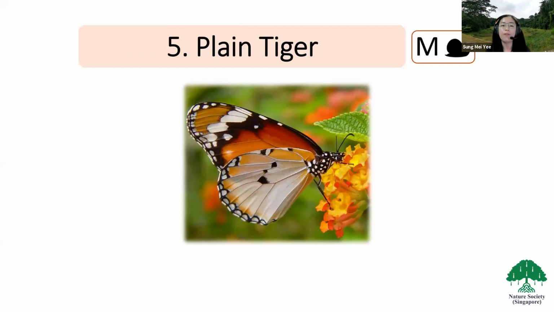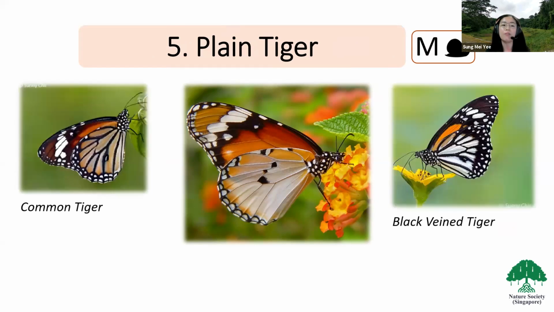So here we have a few species of brush-footed butterflies. First, the plain tiger. It's called a tiger butterfly because it has the colors of the tiger. And why is it called a plain tiger? Because compared to the other two tiger butterflies in Singapore, the plain tiger doesn't have much pattern on the wings, while the other two species, the common tiger and the black veined tiger, have stripes on their wings called veins.